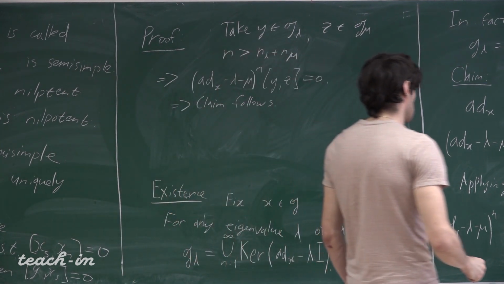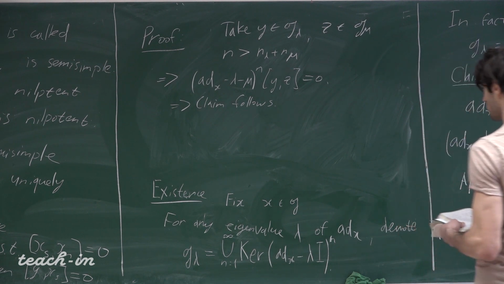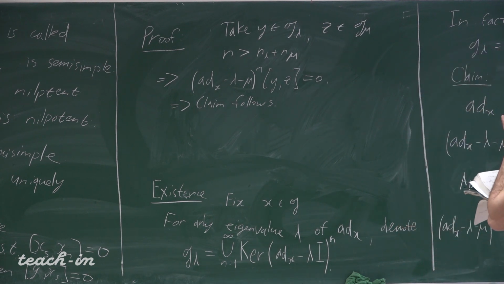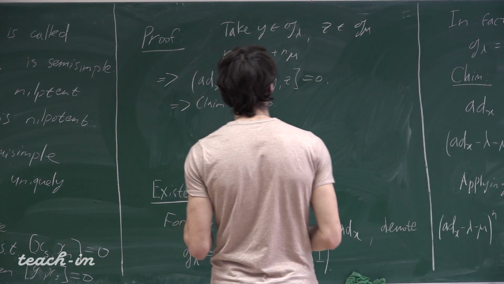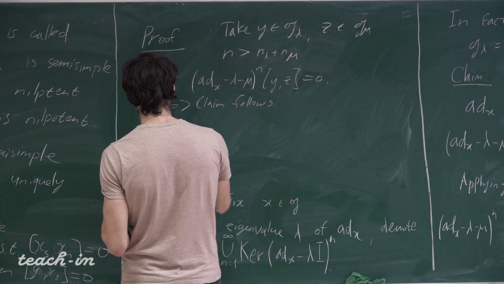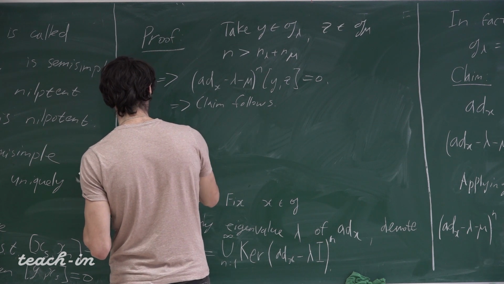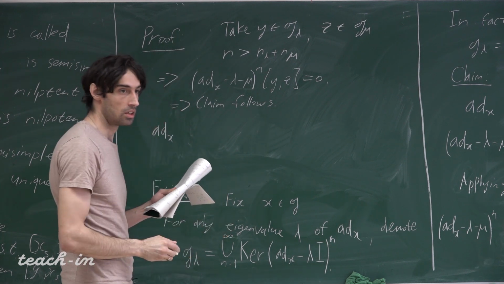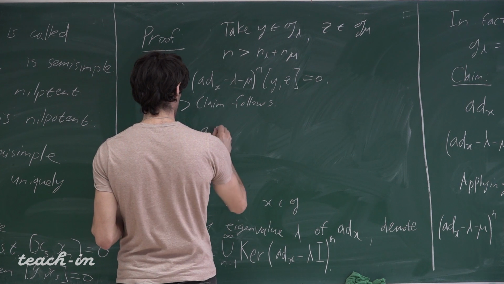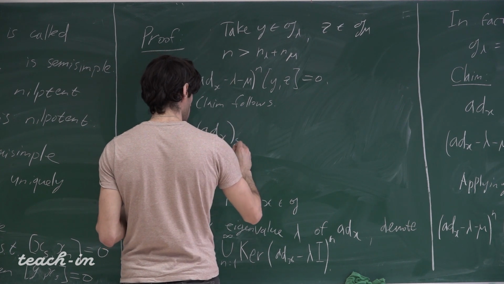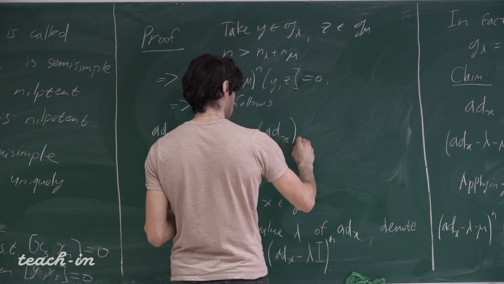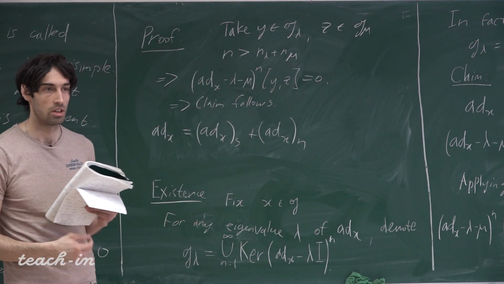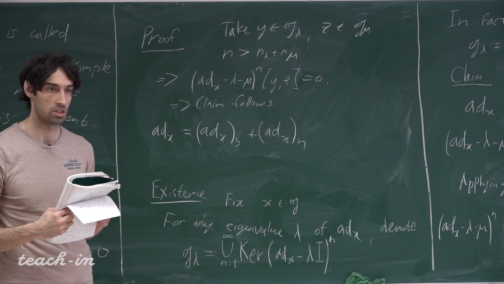Now let us apply this claim. So we would like to see that, so let me take now ad x, and I can decompose it as ad x semisimple part and ad x nilpotent part. This is just the usual Jordan decomposition.